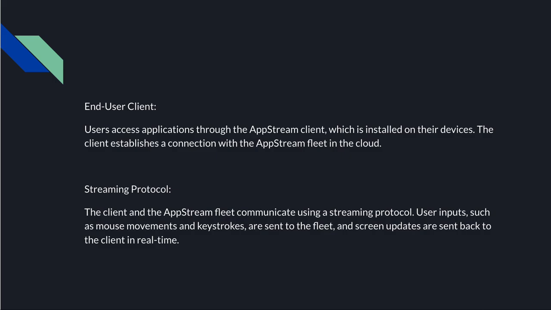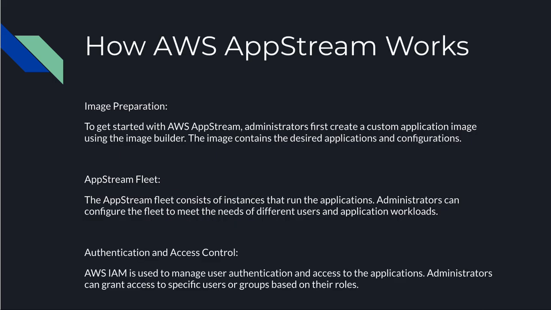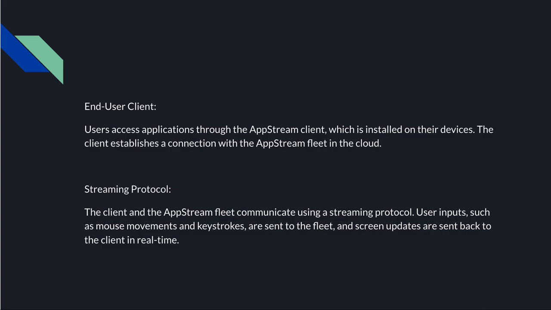So to summarize, there are 5 things. First, you are going to create the image. The second thing, from that image you are going to create the fleet of servers which is going to run the AppStream. The third one is you are going to put the authentication and the access control in place. Then you are going to set up the end user client through which users are going to access. And lastly, you are going to use the streaming protocol, which is going to capture all your mouse movements and your keystrokes. And then to and fro this happens for accessing the application on the end client.